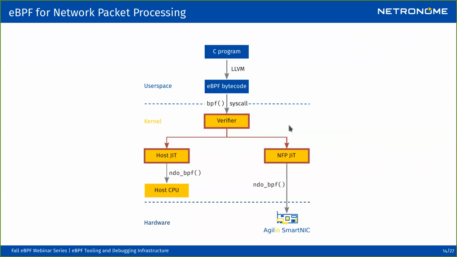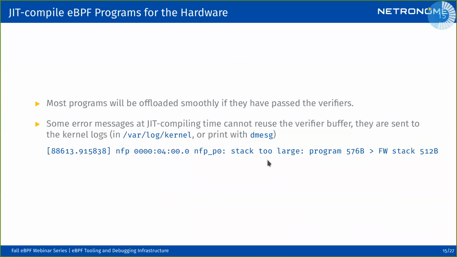If you are trying to load it to the card, since the JIT compiler is in the driver and not in the kernel itself, you have a small difference. Maybe you could have a bunch of messages that only occur at compiling time, and they cannot use the verifier buffer for being printed to the console. So they would be, for example, in kernel logs that you could print with the dmesg command. And here is an example of such a message. If the stack is too large at the moment, that's some information you would get from the kernel logs, although we are trying to move as much as we can earlier in the process.